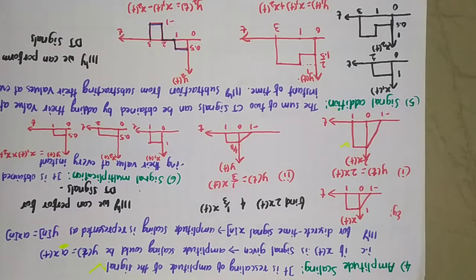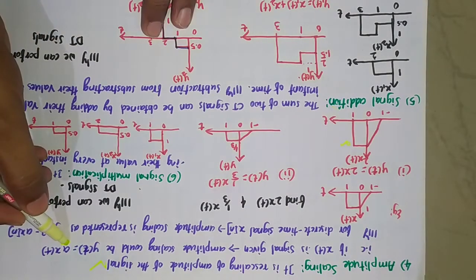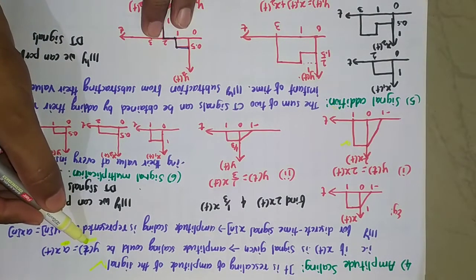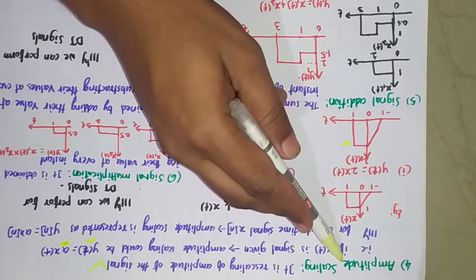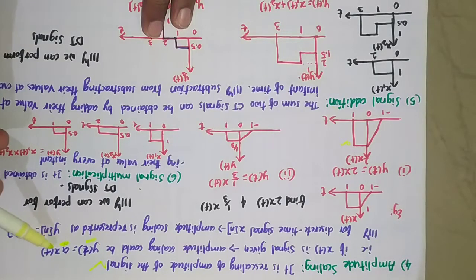Okay, so what does it mean? If x of t, that is a continuous time signal, is given, amplitude scaling could be getting a x of t. So if you consider a x of t as y of t, that is what we have been calculating. Amplitude scaling is nothing but finding a x of t. So whatever the amplitudes of the x of t signal are at different instants of time, they will be multiplied with the amplitude a.